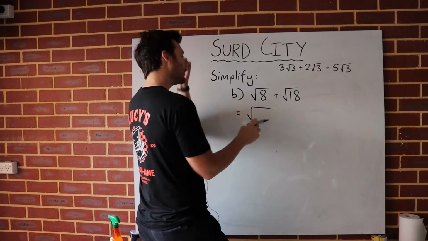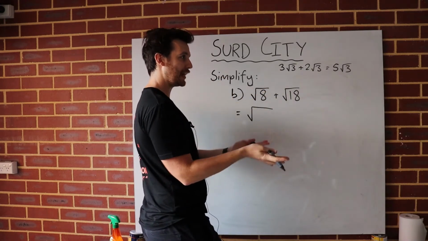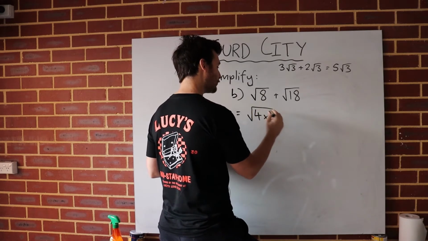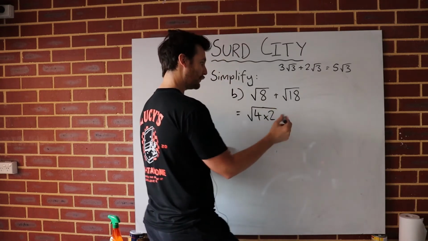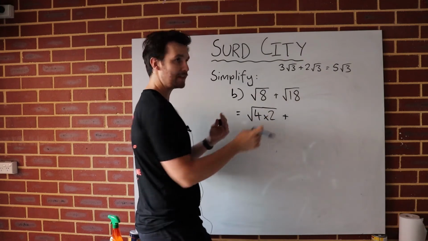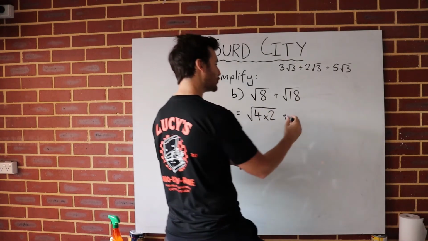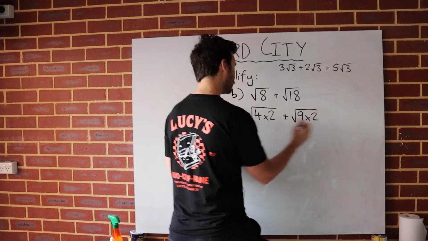So I've got the square root of 8. What square numbers fit into 8? Well, I've got 4, and that will go into 8 twice. So I'm going to rewrite that as the square root of 4 times 2. I'm going to add on to that. I'm going to do the same thing with 18. Think of a square number that fits into it. So 9 will fit into 18, twice. So that becomes the square root of 9 times 2.